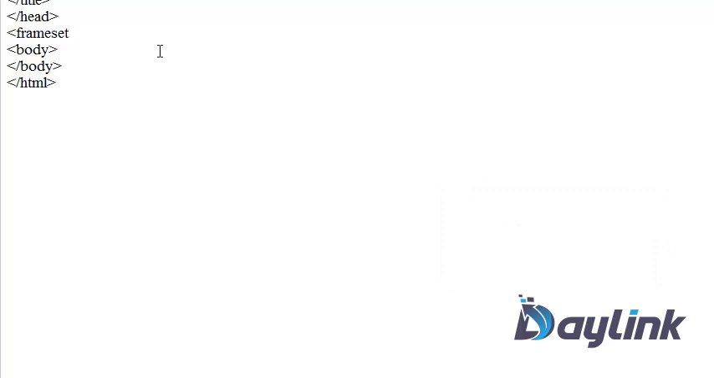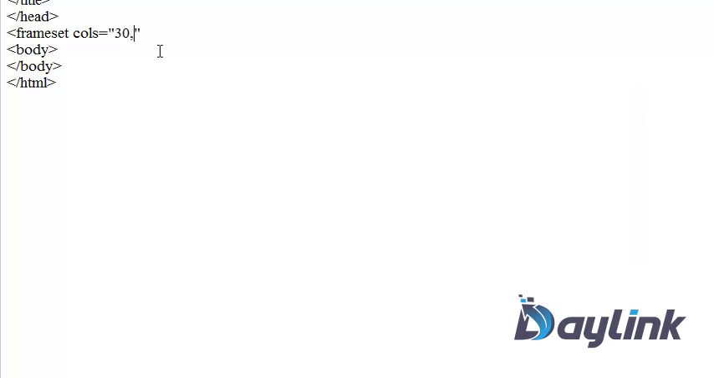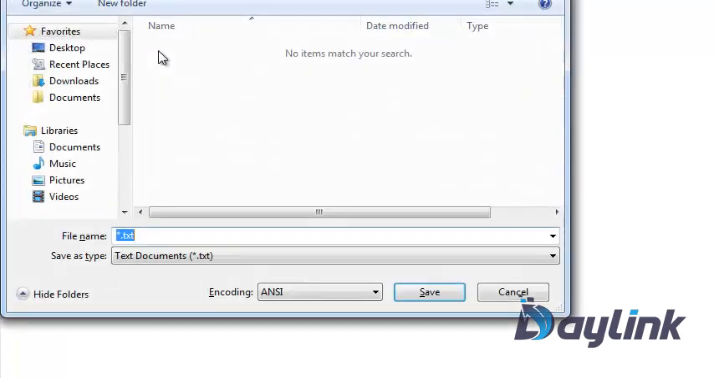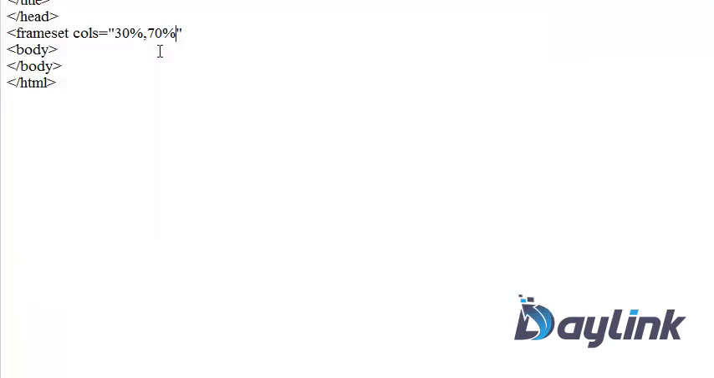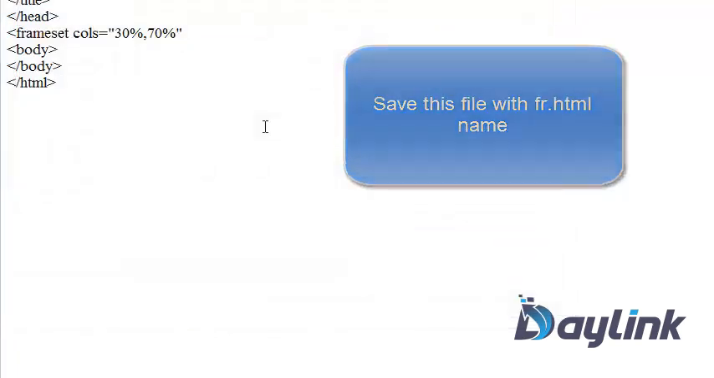Now how you want to divide your page and how much space you want to give to each section, for that the cols attribute is used. I want to divide this window by 30% and 70%. So write 30 and 70. Save this document using fr.html. Now complete the frame set tag.